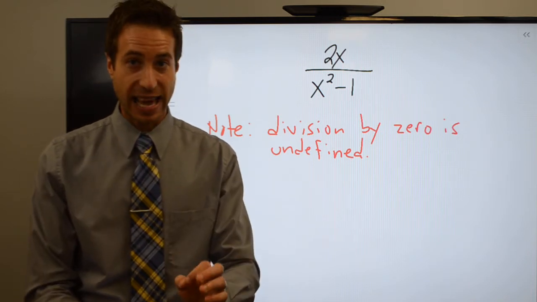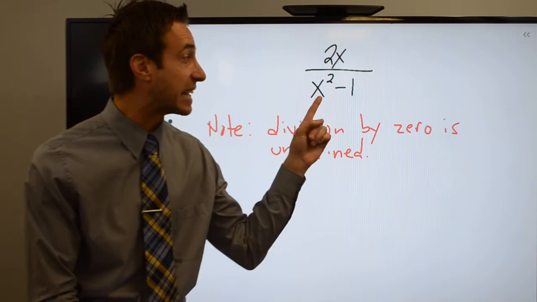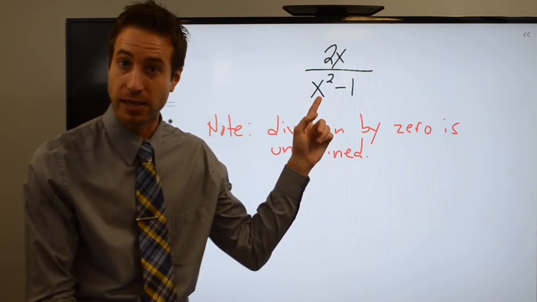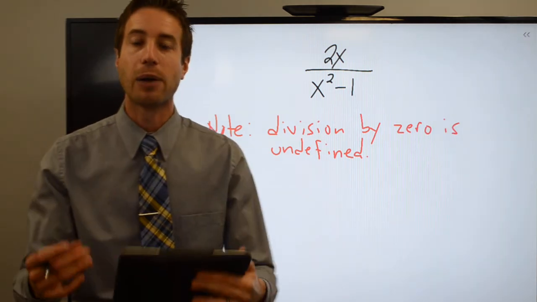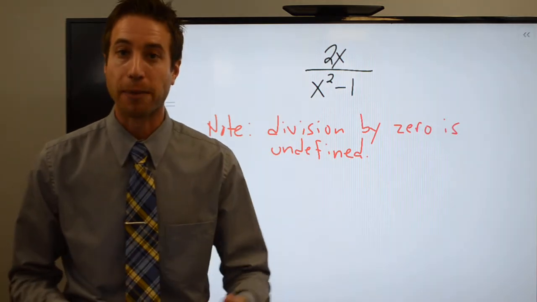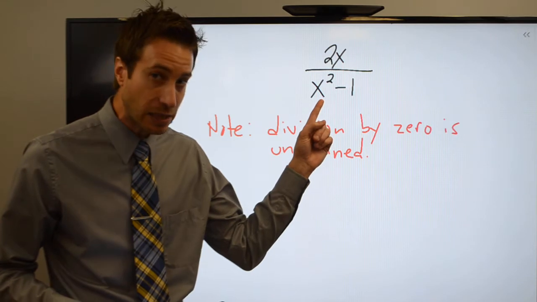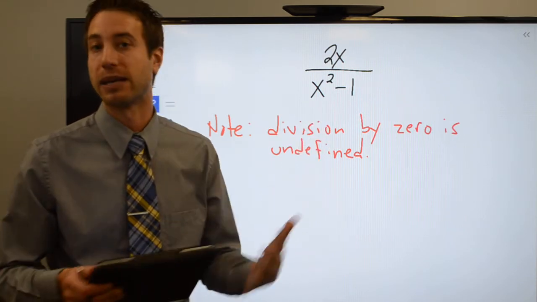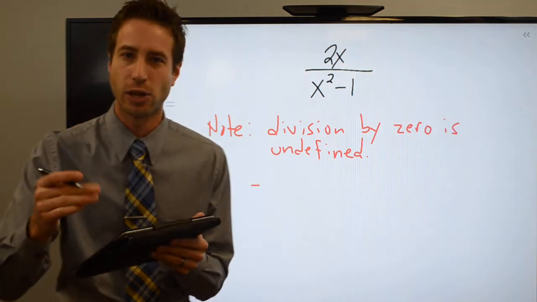But in this case, what I've got to watch out for is values of x that give me a 0 in the denominator, because I'm not allowed to divide by 0. I will have to, what we call, restrict the domain. I'm going to have to eliminate the values of x that give me 0 in the denominator, because that's not allowed. So quickly here, just some of the terminology.